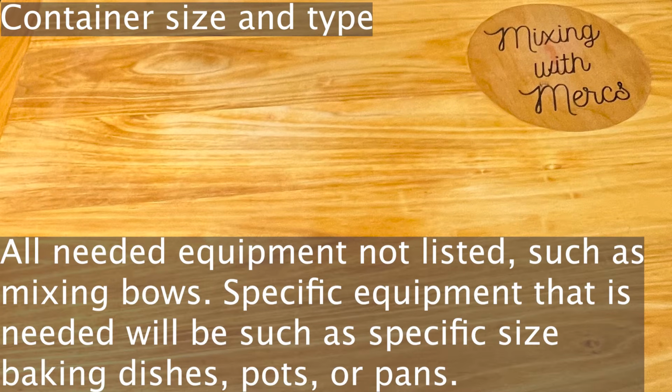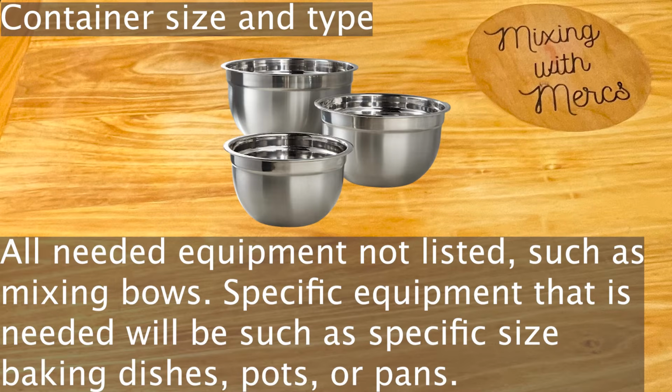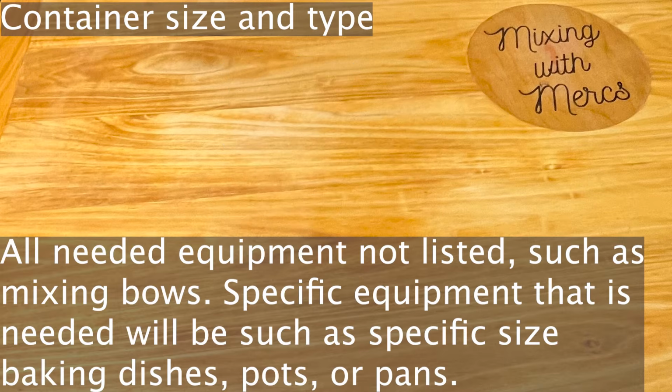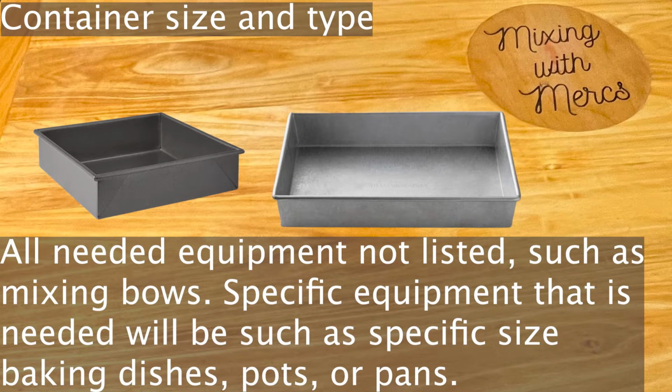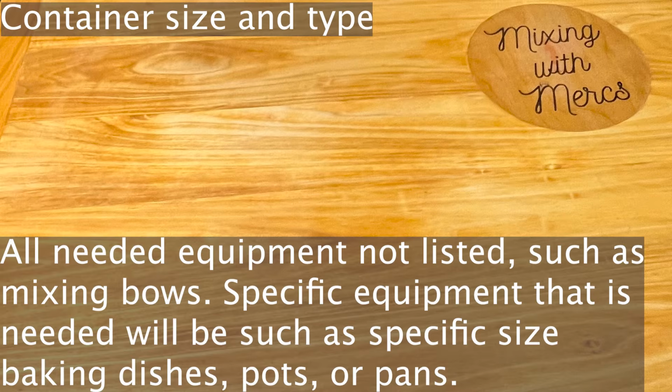It might say things like a large mixing bowl or a medium mixing bowl, but generally even then it's not going to tell you the number of quarts that mixing bowl is, so it's going to be very general. But you might have things that are specific sizes, like certain sizes of baking dishes, 8x8 baking dishes, 9x13 baking dishes, certain sizes of cake pans, muffin pans, and pots and pans, like a certain number of quarts or pints.